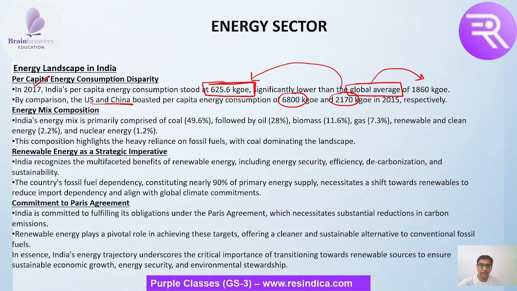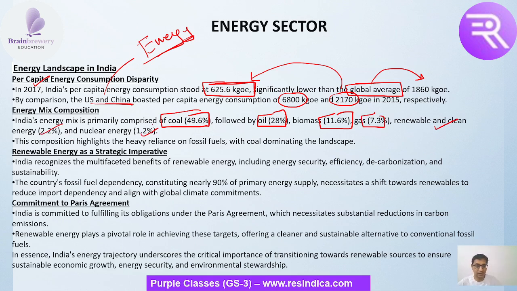We have already discussed the coal in our energy mix, in the power sector, for energy generation. The maximum we are utilizing is coal at 49.6%, then oil at 28%, then biomass 11.6%, gas 7.6%, renewable and clean energy 2.2%, and nuclear 1.2%.